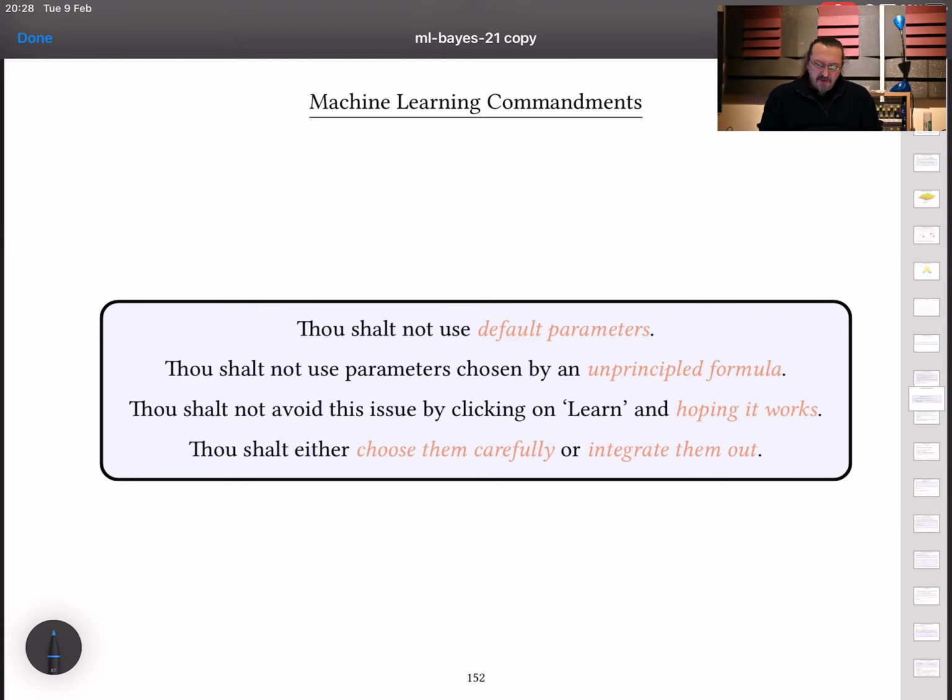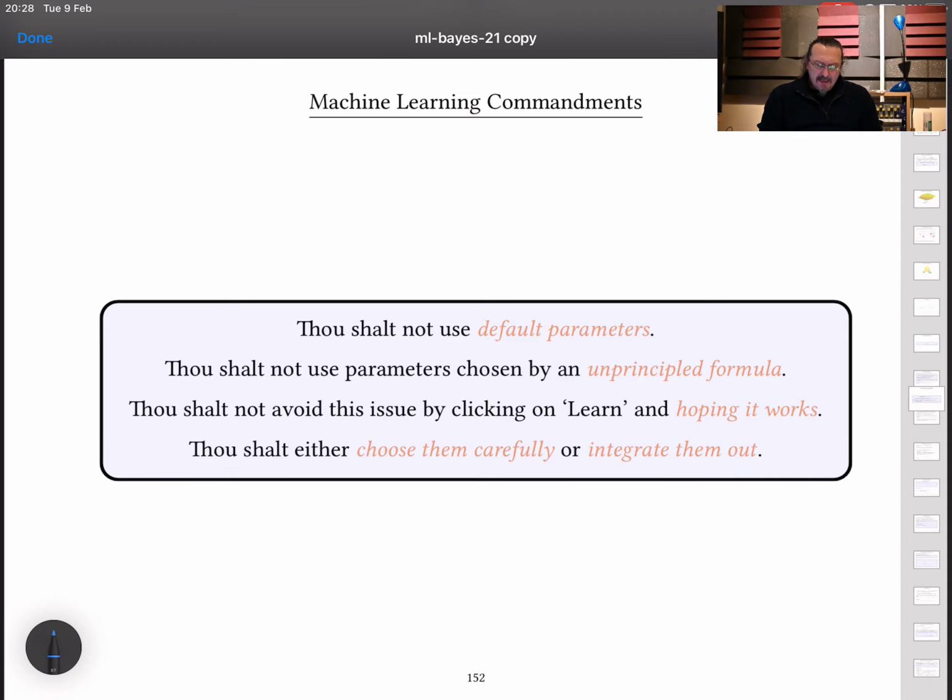The third point here is don't expect hyperparameter choice to happen by clicking the Learn button for your third-party piece of supervised learning software and just hoping that it does something sensible. Unless you know what it's doing in terms of choosing hyperparameters, well, you don't really know what's going on. For all you know, it's just using some default parameters. Unless you know exactly what's going on behind the scenes, you may, again, be ending up with suboptimal performance.